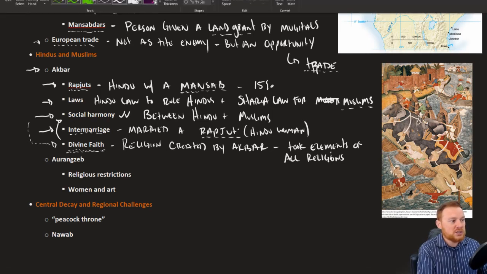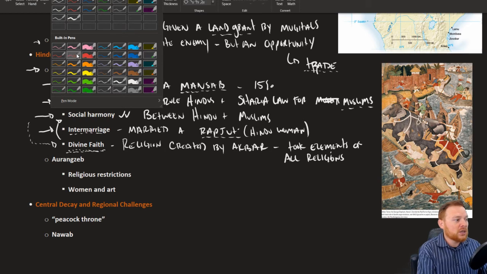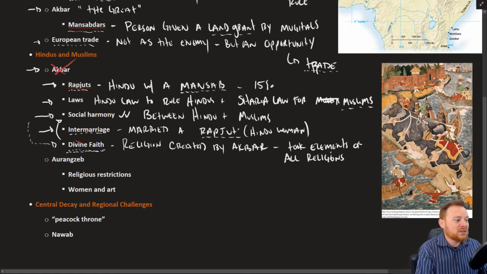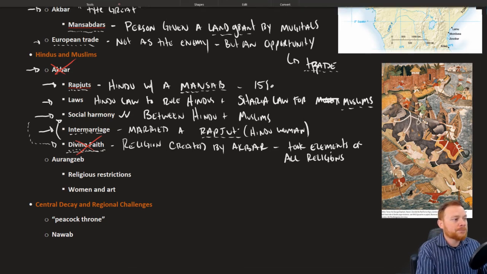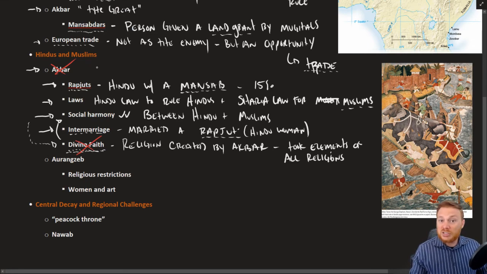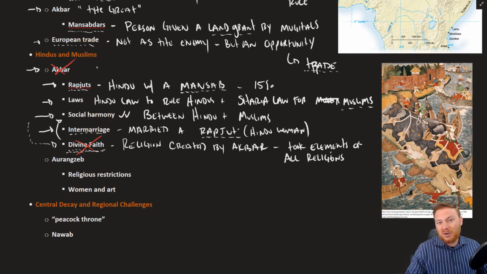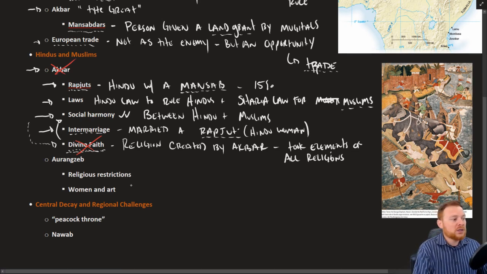Very interesting idea, very ambitious idea. However, when Akbar died, the divine faith died. The religion never really lived on beyond the ruler. Under Akbar, the Mughals experienced probably their golden age. This was a time of economic prosperity and, for the most part, an effort at social harmony.